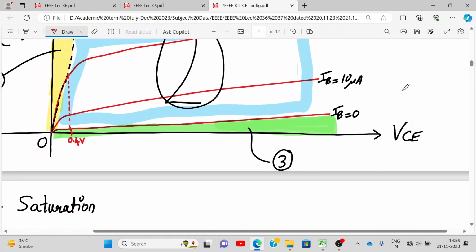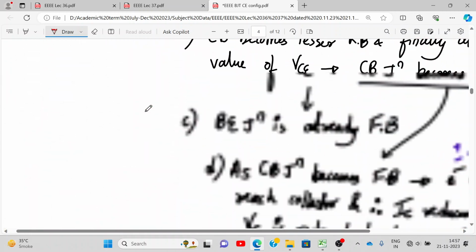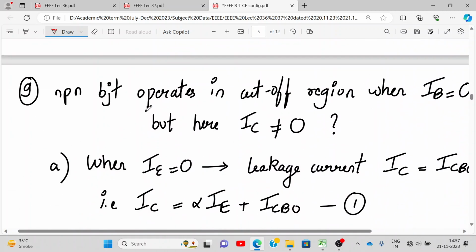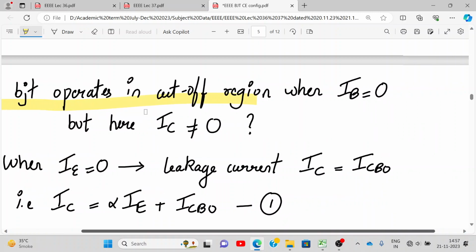Understanding now what I am saying? In spite of IB being zero, why is IC not zero? Why is it a small value? That is what I have to explain. Because by the equation which I told you, IC should be beta times IB, so IC also should be zero. I'll tell you why. NPN BJT operates in the cutoff region even when IB is 0. How is that possible? But your IC is not equal to 0. So is it violating this equation?